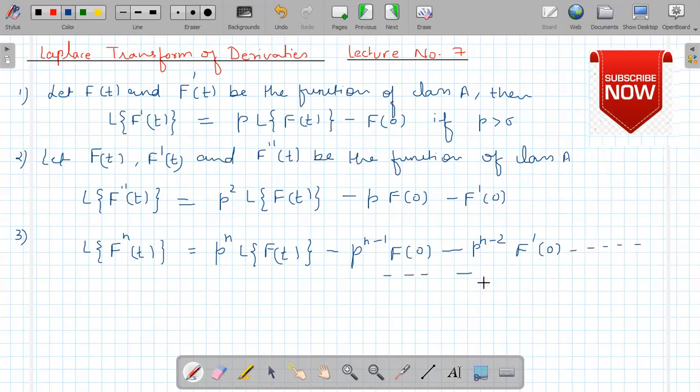what is the last term? You can see here, when it is first derivative, we have 0th derivative. When it is second derivative, we have first derivative. When it is nth derivative, then we have n minus 1th derivative at 0. So this is how we define the Laplace transform of derivative of the given function.